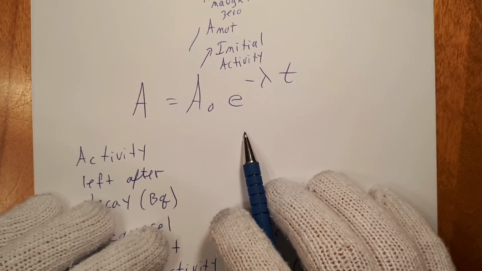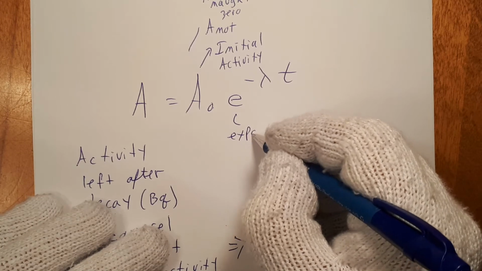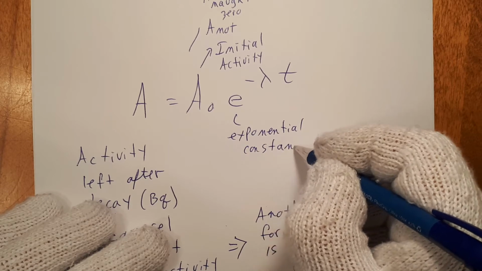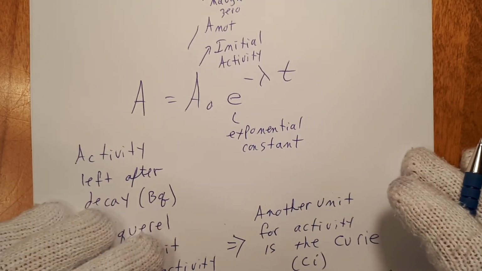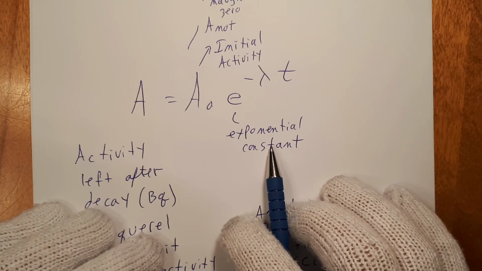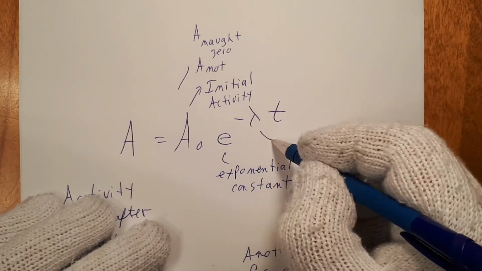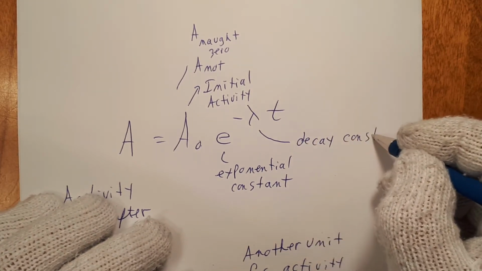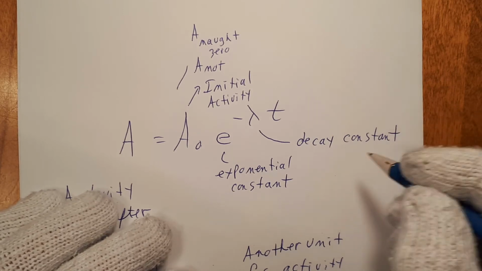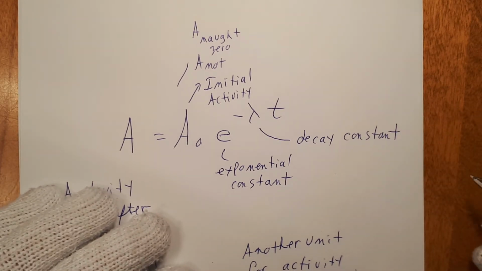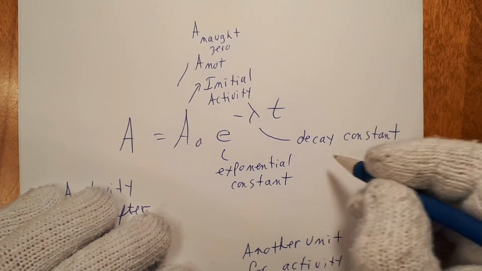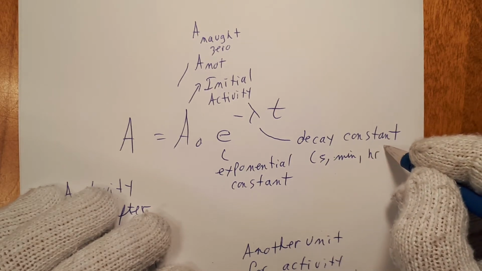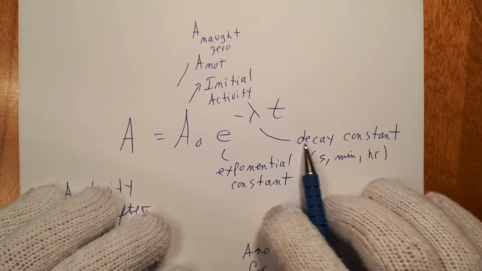E, the exponential constant. I talked about this in a previous video. And comes lambda. That is the decay constant. And it is in terms of time, in seconds, minutes, hours. Again, I spoke about this in a previous video.